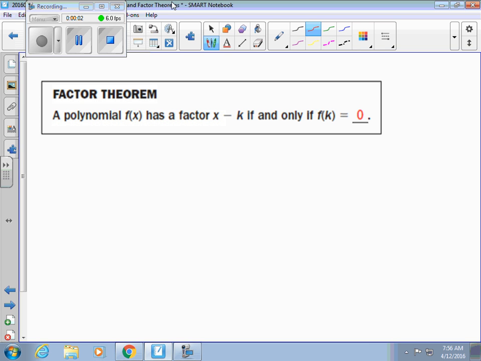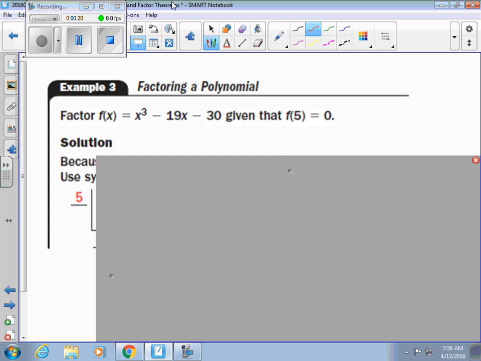It's Algebra 2 lesson 6.5, the remainder and factor theorems, part 2, picking up from yesterday's lesson. Factor theorem: a polynomial f of x has a factor x minus k if and only if f of k is 0. So it's going to turn out to be 0 when you subtract it. Watch, I'll show you what that means.